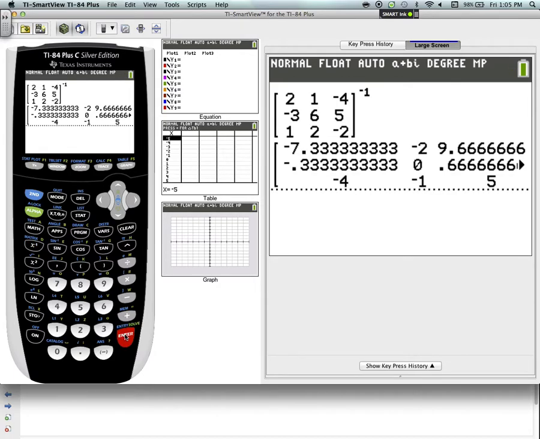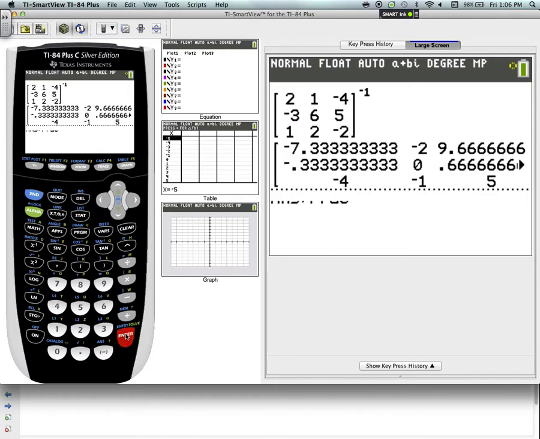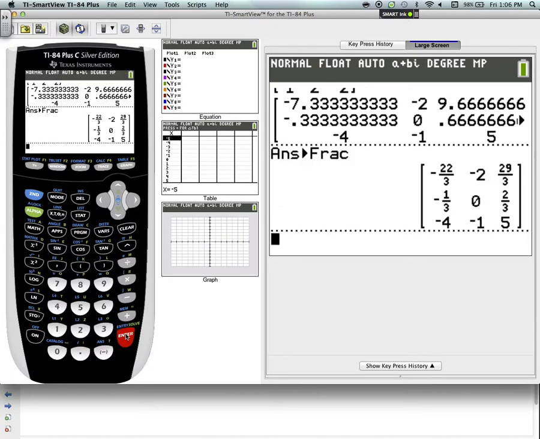Notice it gives you some crazy decimals. Remember, to put things in fraction form, you can hit math. And then fraction's the first one, hit enter twice. And it puts your result back in fraction form. So you would record that as your inverse.